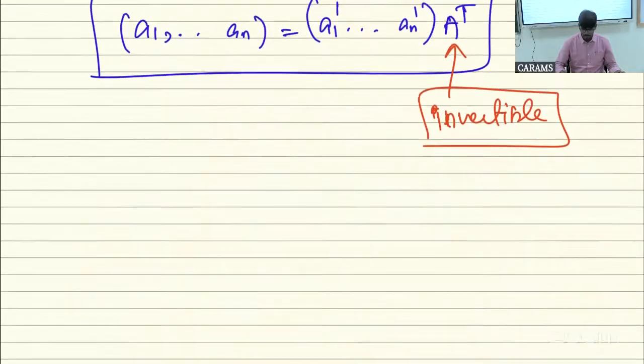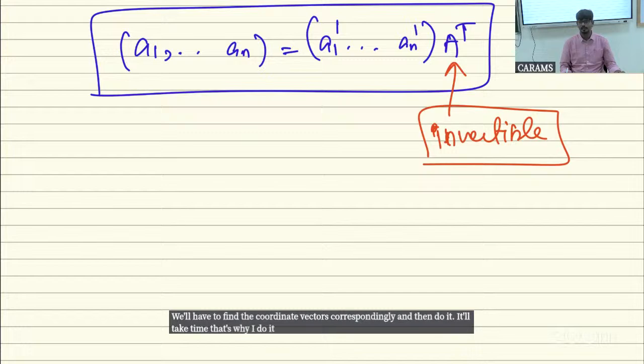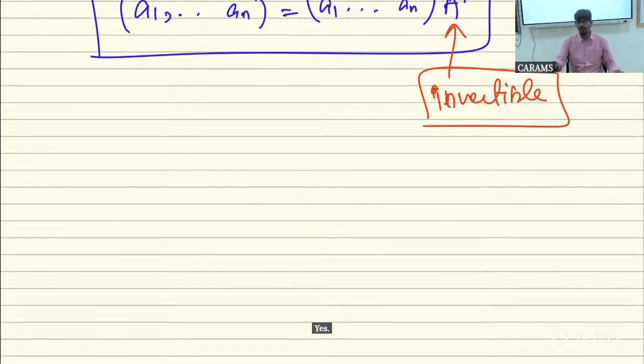Why? Because if you take one more basis, then we will have the coordinate vector problem. We'll have to find the coordinate vectors correspondingly and then do it. It will take time. That's why I skip it. We'll do it while we're doing it in SageMath. Easier to do it there.